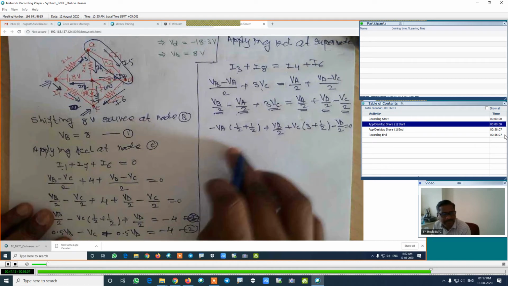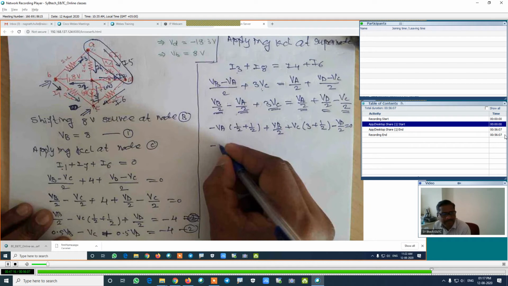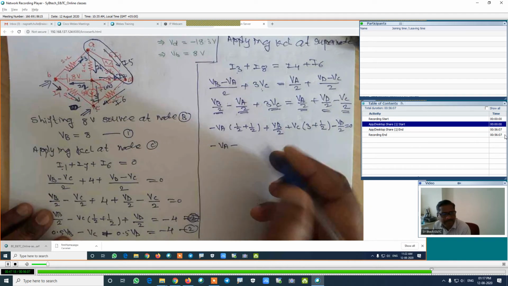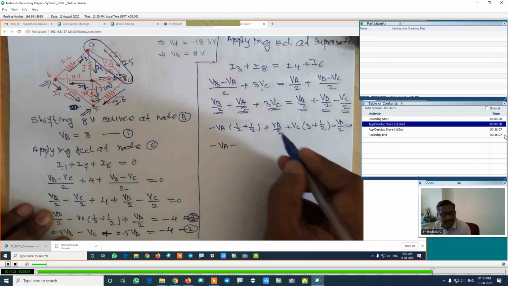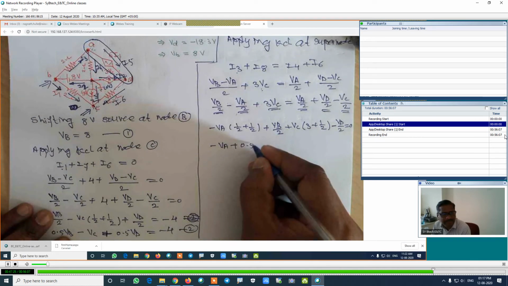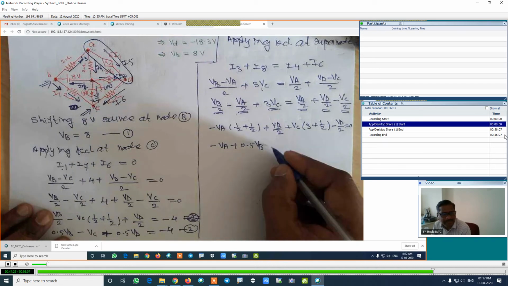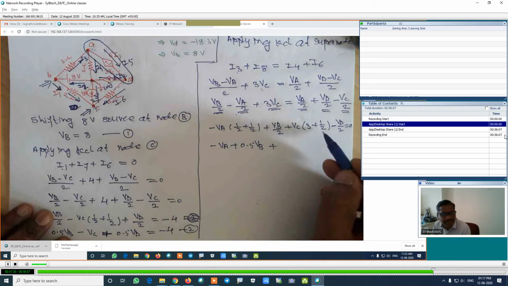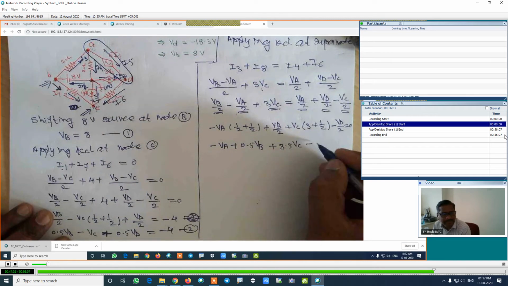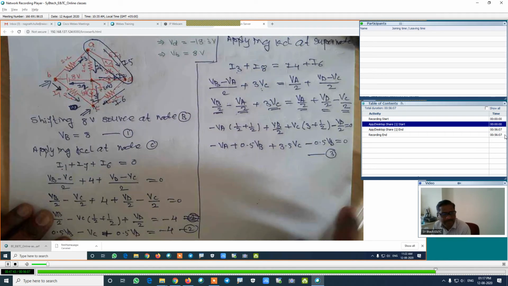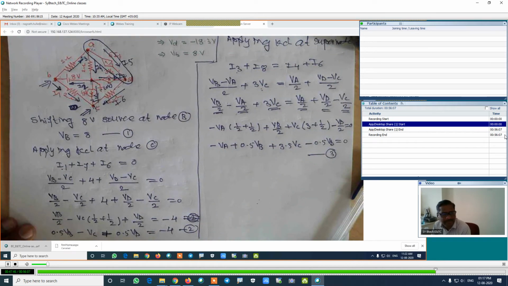Is it right? If we are simplifying this, it is minus VA, I guess, because 1 by 2 plus 1 by 2 is 1, and 1 into that minus means it is minus VA. Plus this 0.5, I guess it is VB. Plus this is 3 plus half means 3.5 VC. Minus 1 by 2 means 0.5 VD, which is equal to 0, and I guess this is equation number 3. Check equation number 3 for this figure.